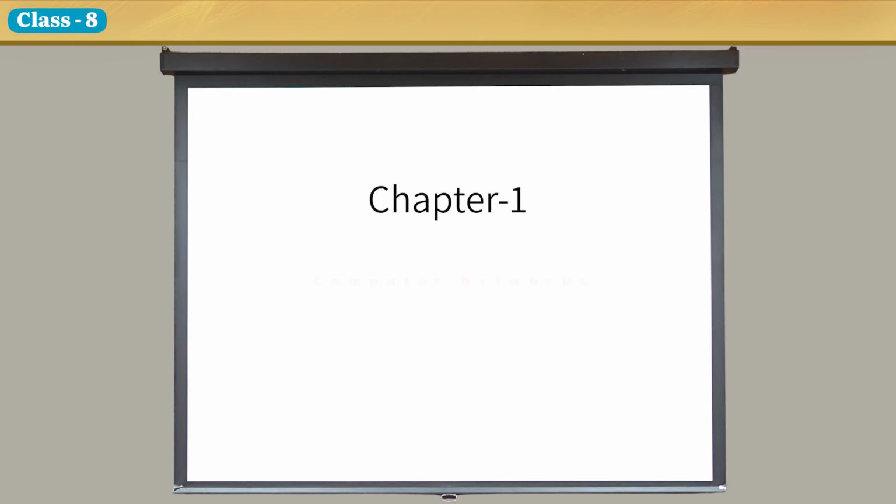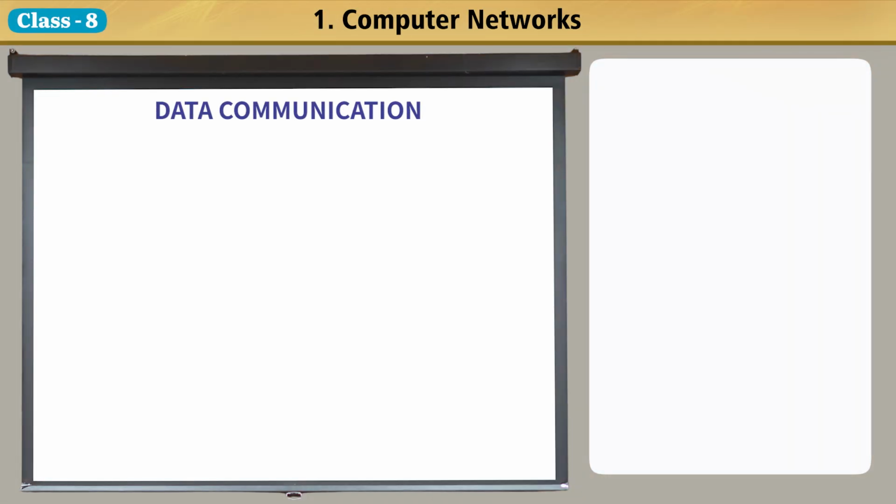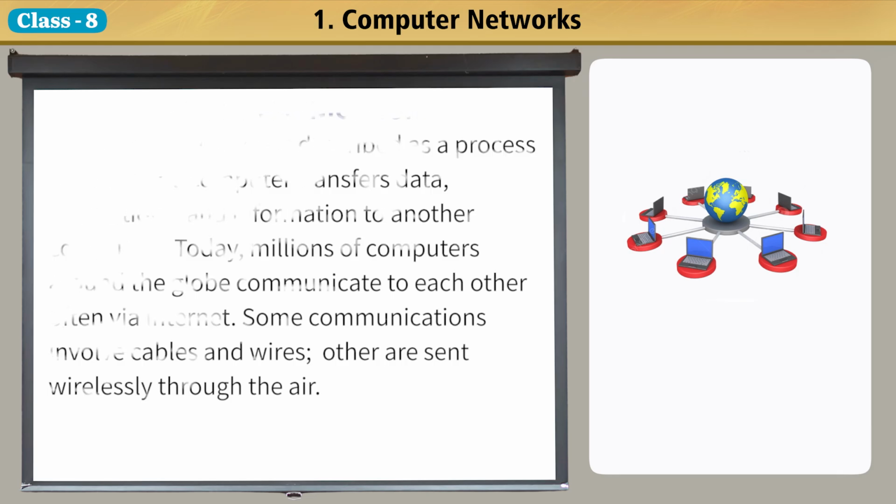Chapter 1. Computer Networks. Data communication. Data communication is described as a process in which one computer transfers data, instructions, and information to another computer. Today, millions of computers around the globe communicate with each other, often via the internet. Some communications involve cables and wires, others are sent wirelessly through the air.